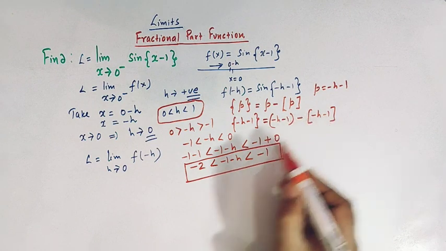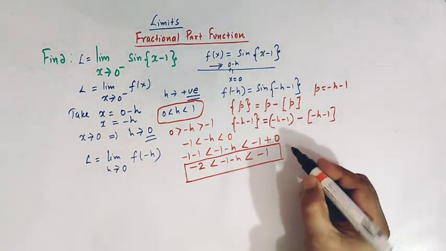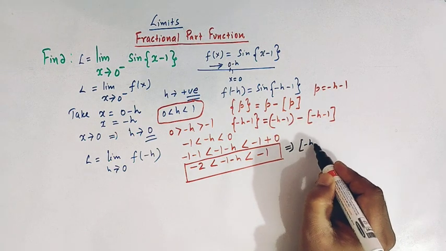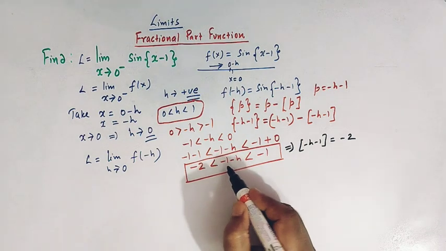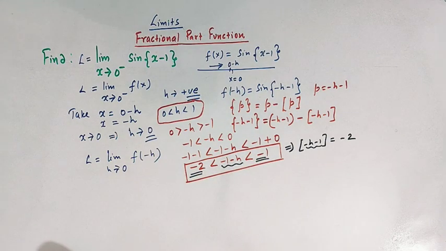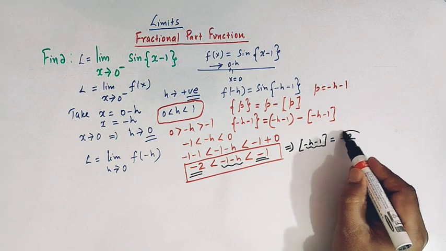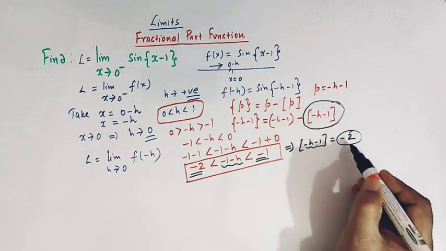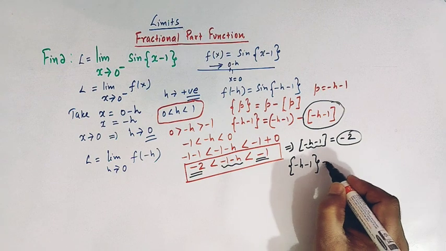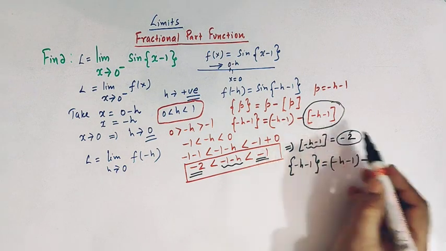So here we have minus h minus 1, which is same as minus 1 minus h, right? So by definition of greatest integer function, the value of greatest integer of minus h minus 1 must be equal to minus 2. Why? Because this quantity minus h minus 1 lies between minus 2 and minus 1, right? So from the definition of greatest integer function, the value of greatest integer of minus h minus 1 is equal to minus 2, right? So here we can take minus 2. So this quantity, that is fractional part of minus h minus 1, is now equal to minus h minus 1, and here we have a negative sign, and here we have minus 2, right?